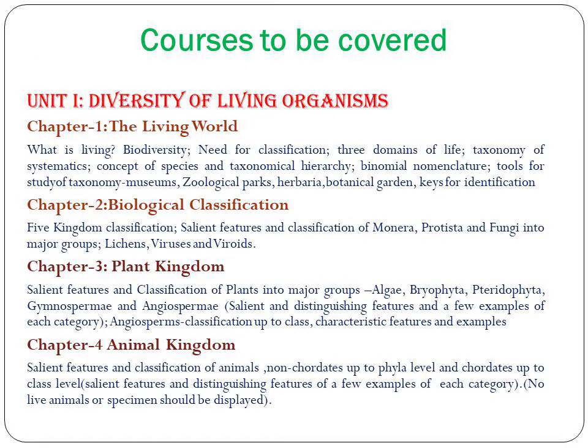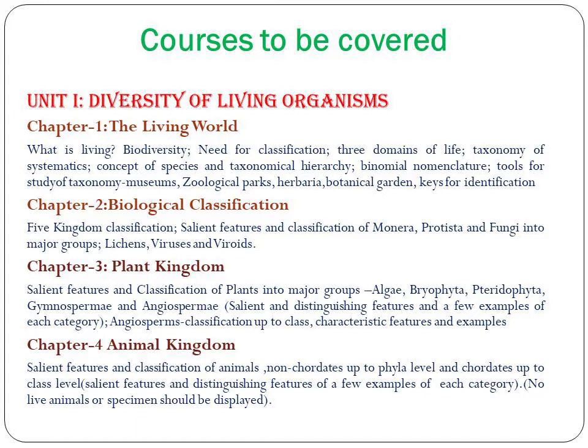Now we will see what courses we should cover. Under unit 1, that is diversity of living organisms, there are 4 chapters. In chapter 1, the living world, we will learn about what is living, biodiversity, need for classification, 3 domains of life, taxonomy and systematics, concept of species, taxonomical hierarchy, binomial nomenclature, tools for study of taxonomy: museums, zoological parks, herbaria, botanical gardens, and keys for identification.